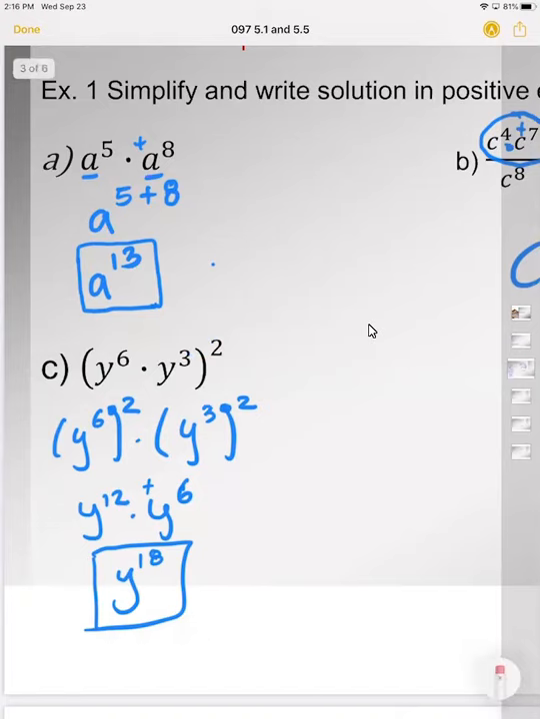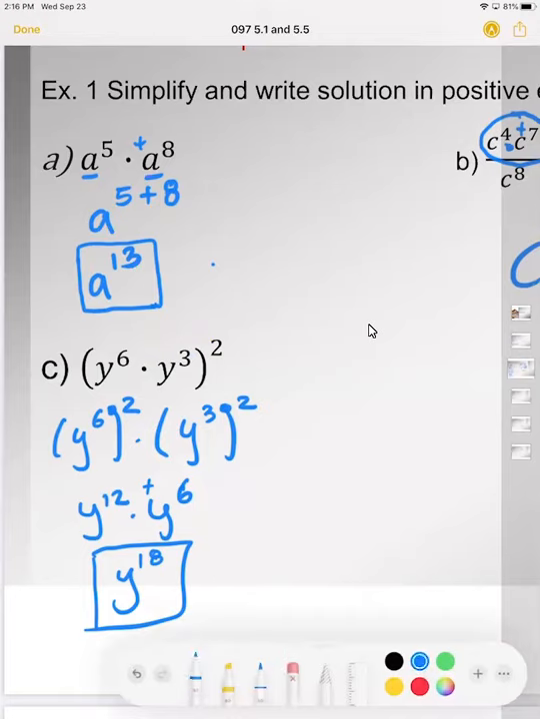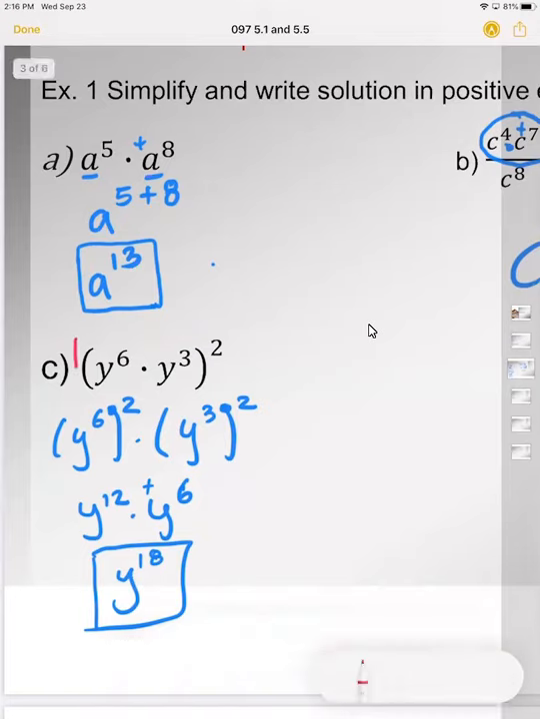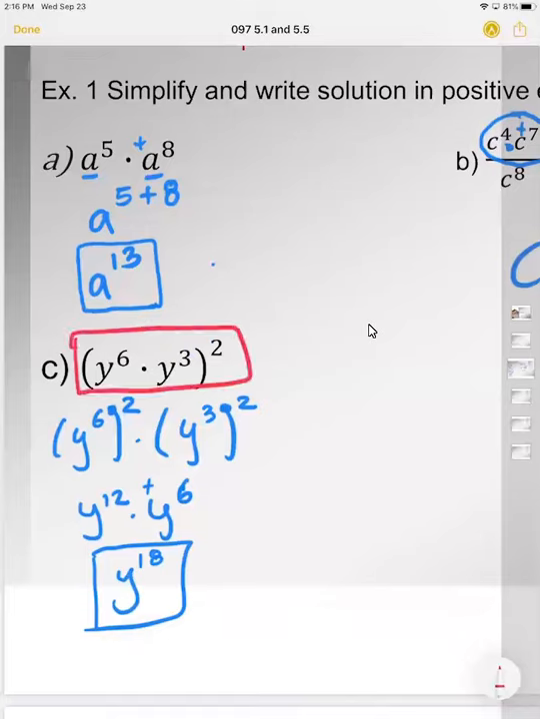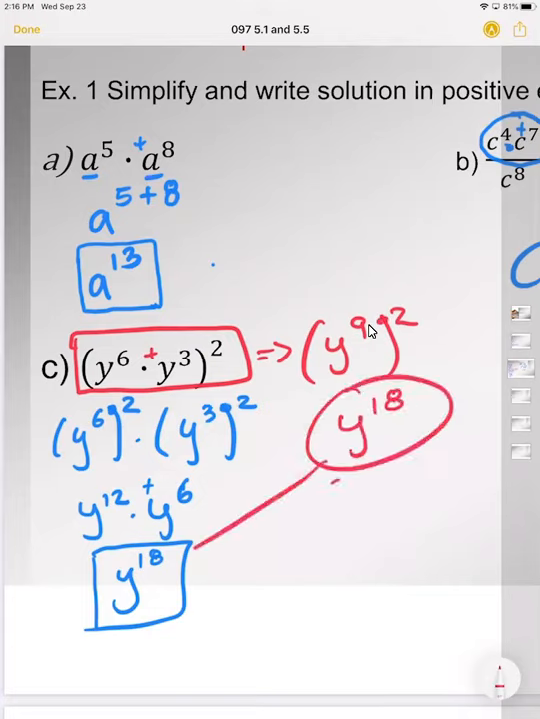And some of you guys will say, well, Mr. Tran, I did not do that, and I still have the right answer. Well, that's fine, because some of you guys probably say, from here, let me change to a different color. From here, do you agree that inside there's a product? And if there's a product, I can add them together. And if I add them together, do you agree that 3 plus 6 will give me 9? And if I simplify that, do you agree that 9 times 2 still gives me y to the 18? And as you can see, y to the 18 on top is the same.